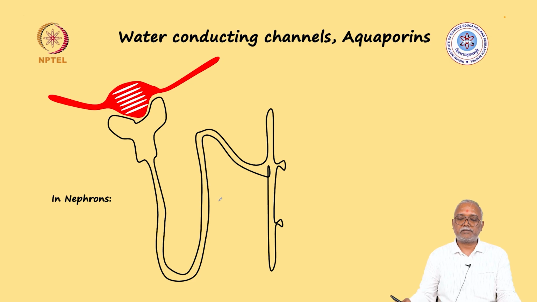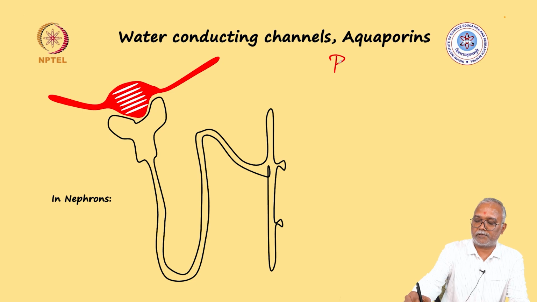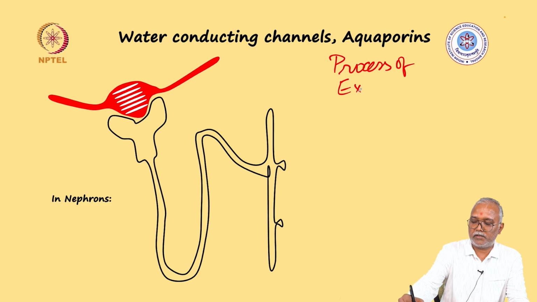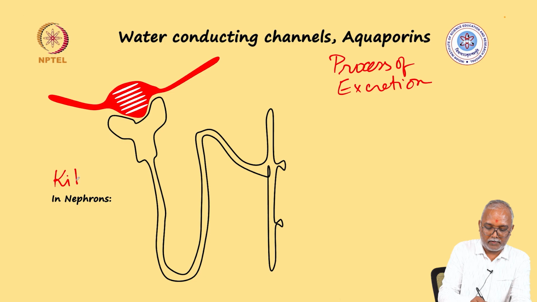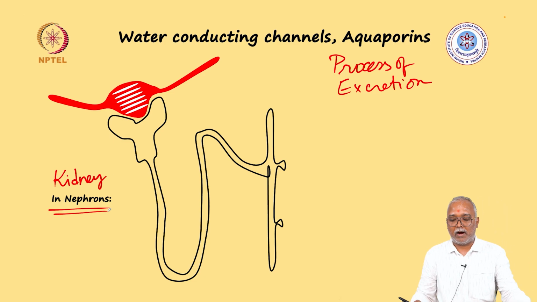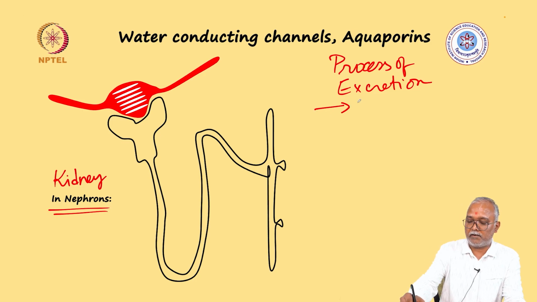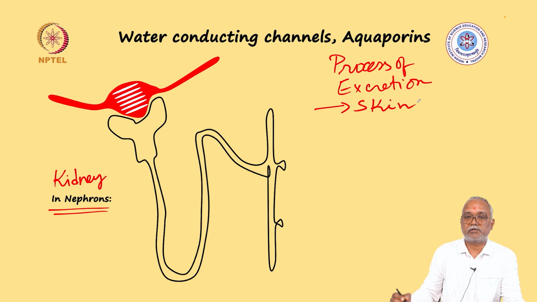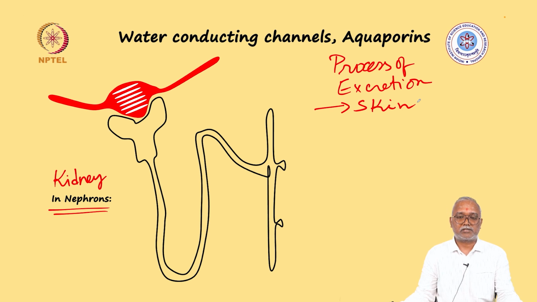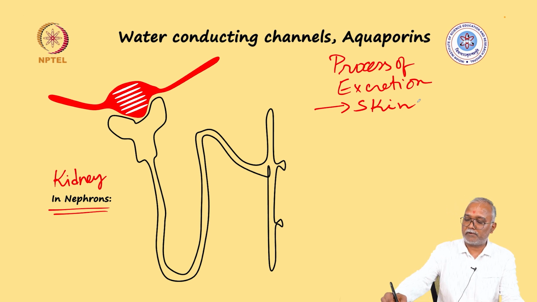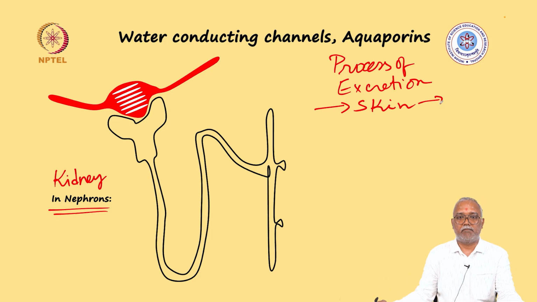So where do these aquaporins play a very important role? We all understand the process of excretion, and as soon as we think about excretion, kidneys always come to our mind. However, let me explain that skin is also one of the excretory organs. The sweat which is produced is serving as an excretory product.